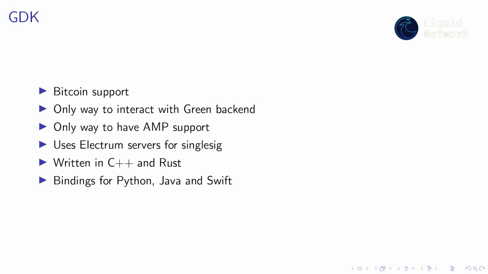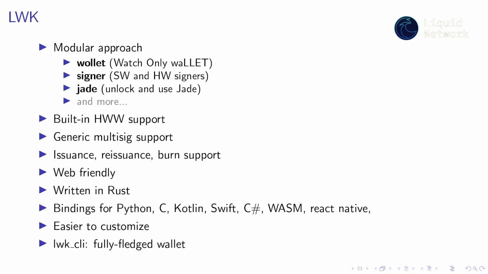Then we have LWK, which was built later. So it had an advantage, which was that we learned from the things that went wrong with GDK, and it has a more modular approach. Just to provide an example, there are different crates. Here we're listing a few of them. There is a crate, which is the main one, the wallet crate, with the O that is not a spelling mistake. It means it is a watch-only wallet. So it does not sign, basically.